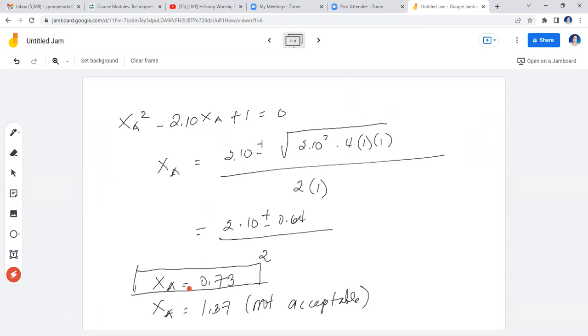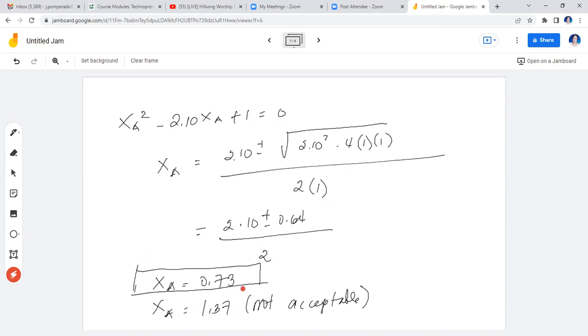You will have an x sub a, which is 0.73, and you have an x sub a, which is 1.37. So I place here this is not acceptable because we know that in terms of conversion, we don't have a degree of conversion which is exceeding 1. We don't even have 100% conversion. So in terms of validation, this is the acceptable value.